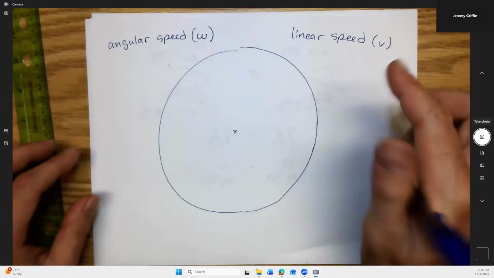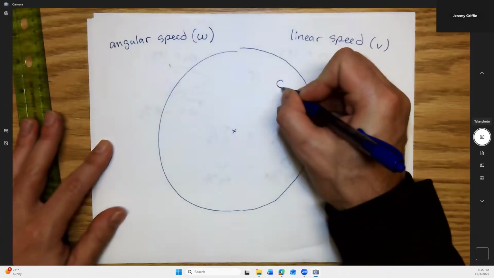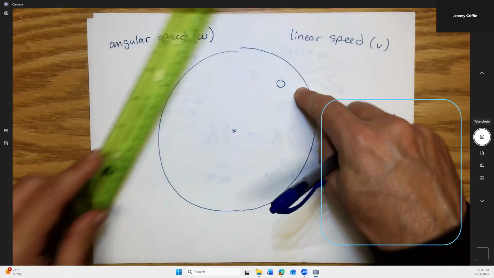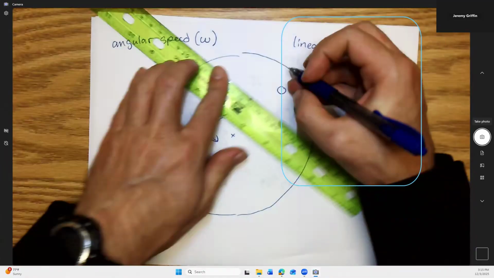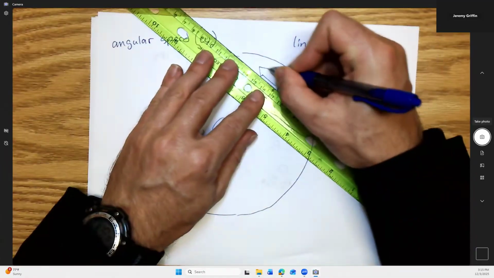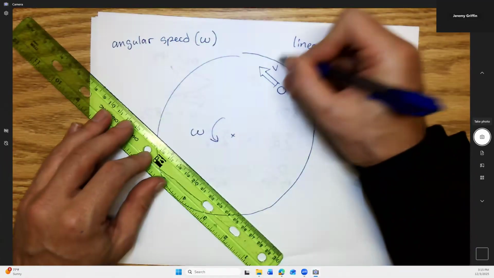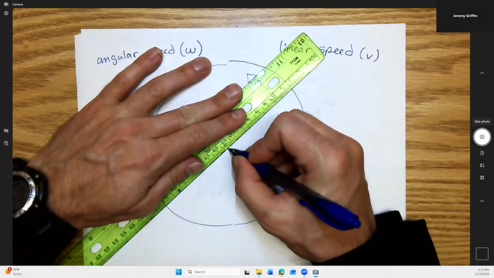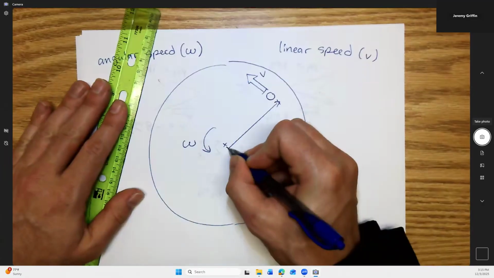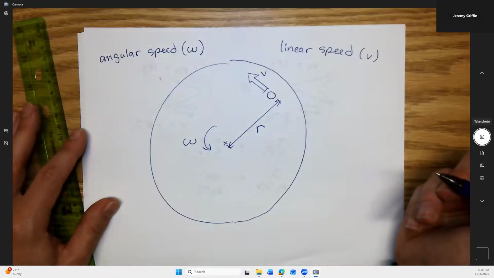And these two can be related. It depends on here. I'll throw one of his coins right here. Okay. And so as this is turning with some omega, this coin at this instant has some tangential speed I can call V. And it depends how far it is from the center. So I can call this distance here R. You guys remember that?